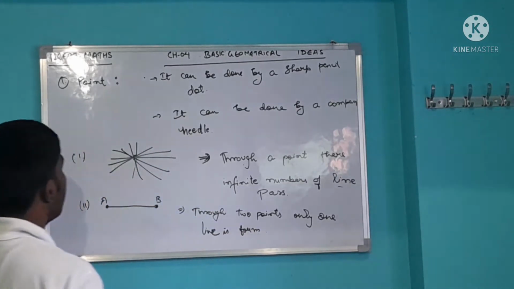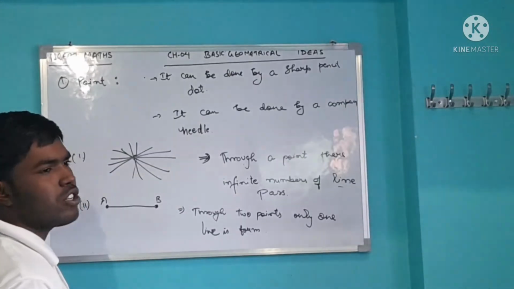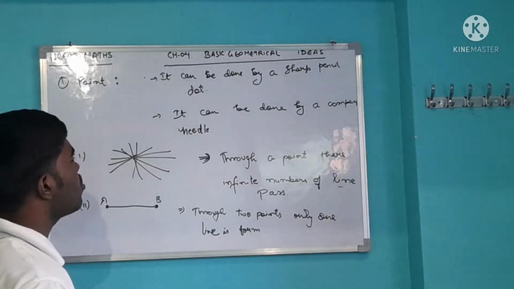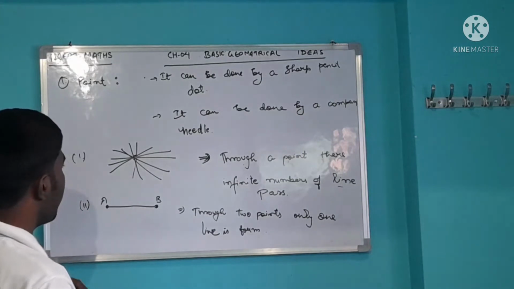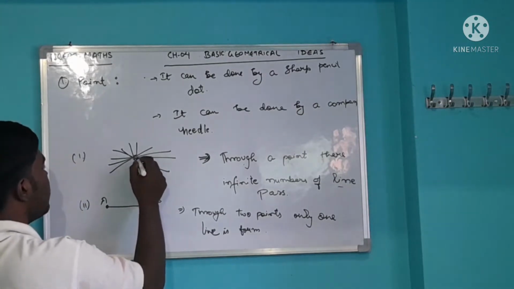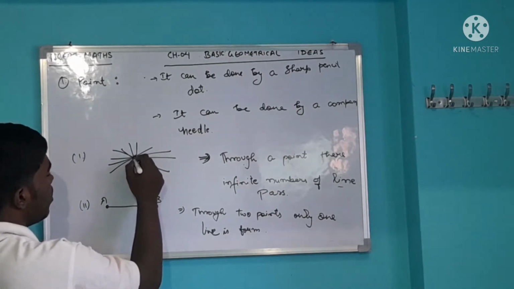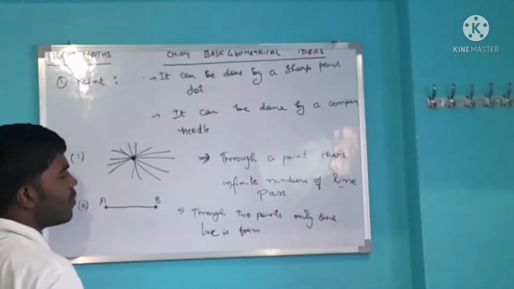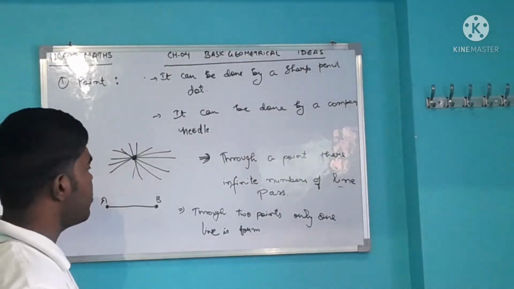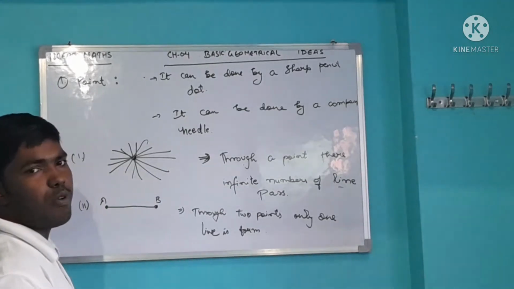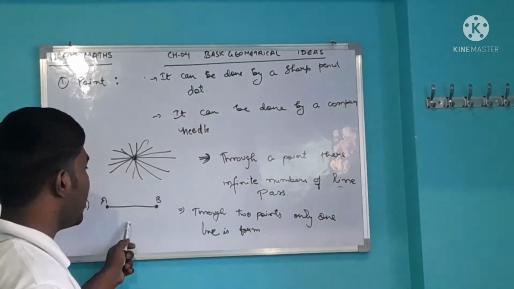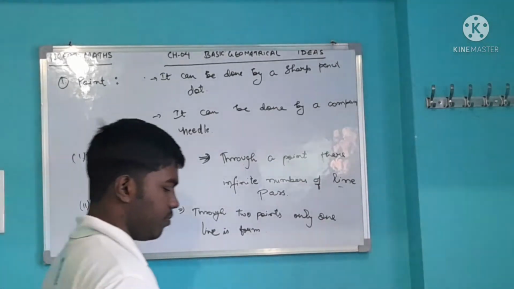So a point can be made by a sharp pencil dot. It can also be made by a compass needle. And the 2 conclusions we get from the point are: when we have a point, infinite numbers of lines pass through it, it has no limits. And when we have 2 points, between them only one line can be formed.